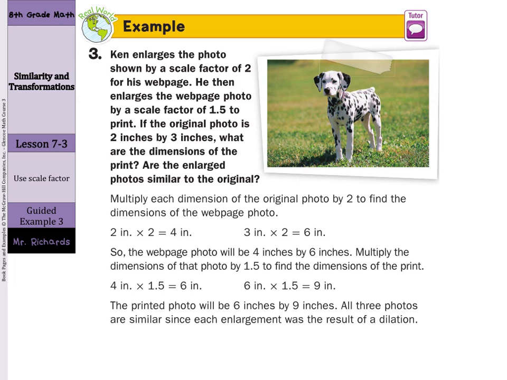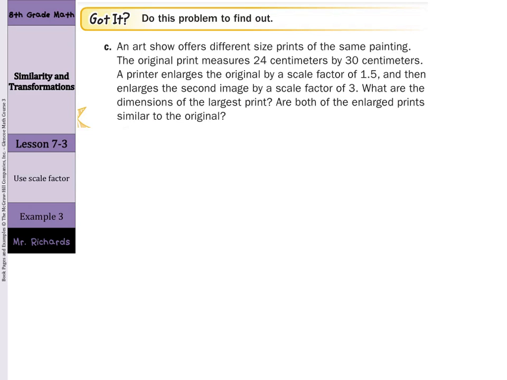Multiply the dimensions of that photo by 1.5 to find the dimensions of the print. So we took the 4 by 6 and multiplied each of those by 1.5, or 1 5/10, to get 6 inches by 9 inches. So the printed photo will be 6 inches by 9 inches. All three photos are similar since each enlargement was the result of a dilation. So can we do this ourselves?